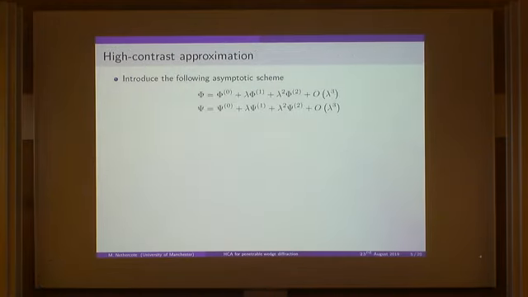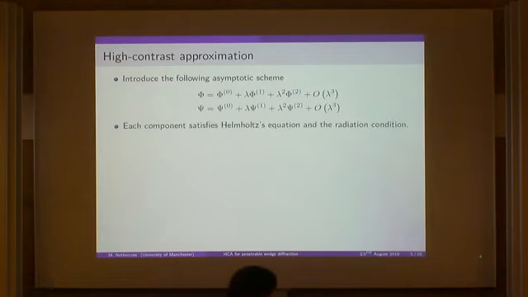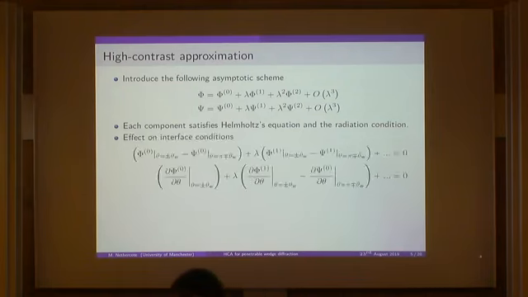So how do we want to solve this? We want to take advantage of lambda being small and pose this high contrast asymptotic scheme. What this does, this splits the penetrable wedge problem into an infinite sequence of impenetrable wedge problems. Each term in this scheme satisfies the relevant Helmholtz equation and radiation condition, and if we were to put them inside the interface conditions, we could reorganize the results like so. Each and every one of these brackets is required to be 0. Now what this does, this creates a unique boundary condition for every term in the scheme.